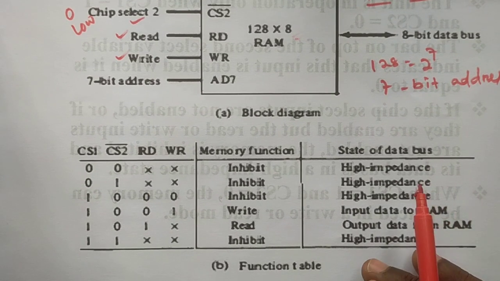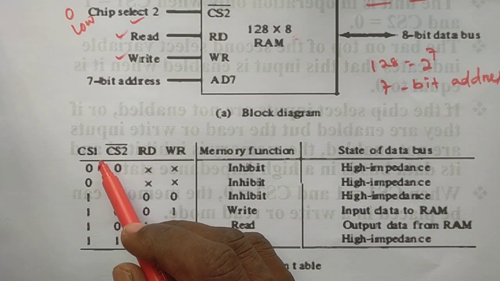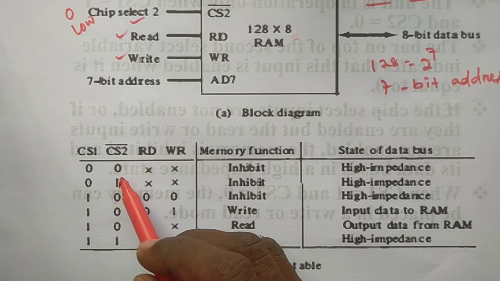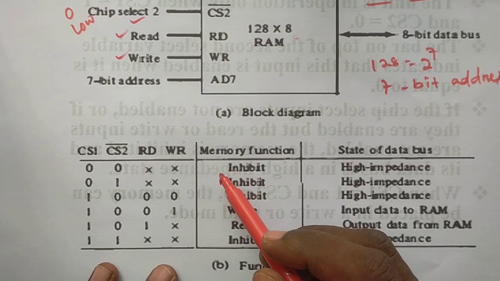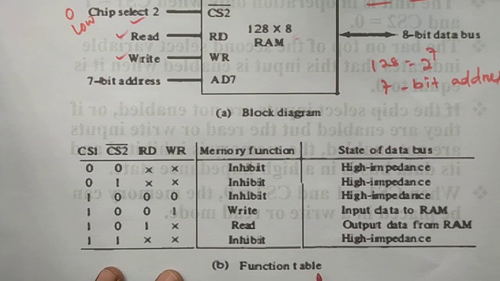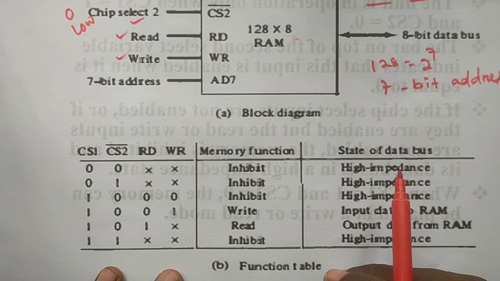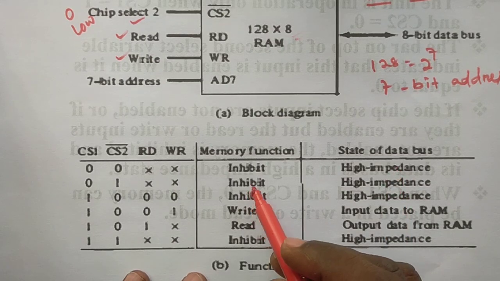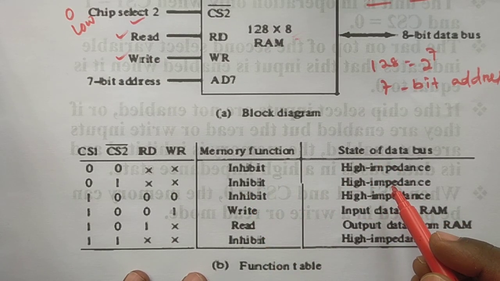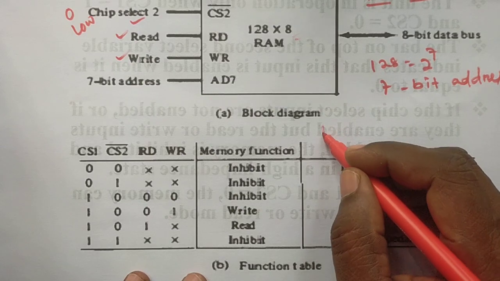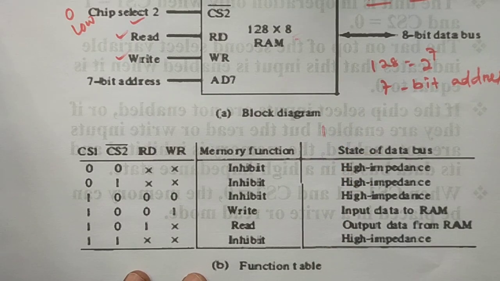You see, if you go through CS1 or CS2, if both are 0, then what happens? There is no effect of read and write operation. So what is the memory function? What will it do? It will be considered inhibit. Okay, inhibit. We can write inhibit.